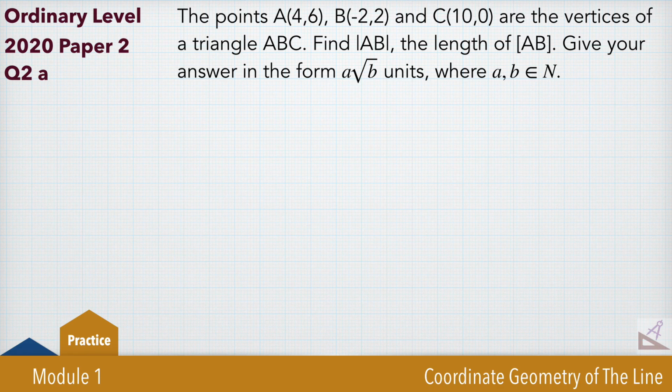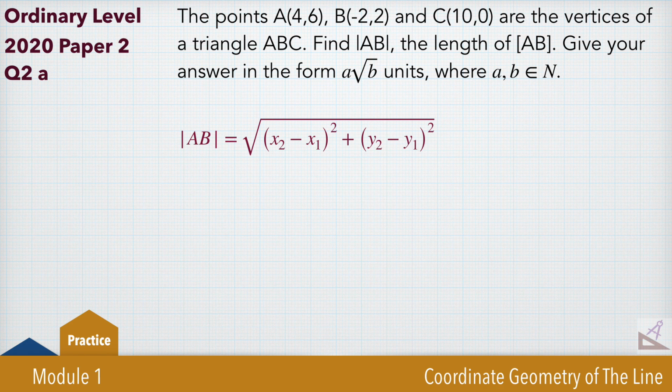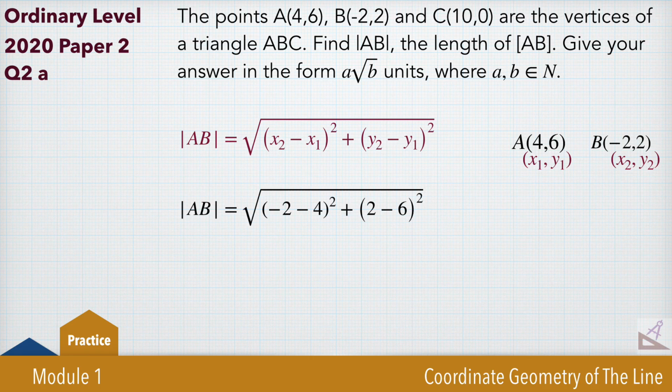As we are given the coordinates of A and B, we can use the distance formula. We start by labelling the points x1, y1 and x2, y2. We can substitute them directly into the formula. Using our calculator, we find that the distance from A to B is 2 root 13 units and is in the format required.